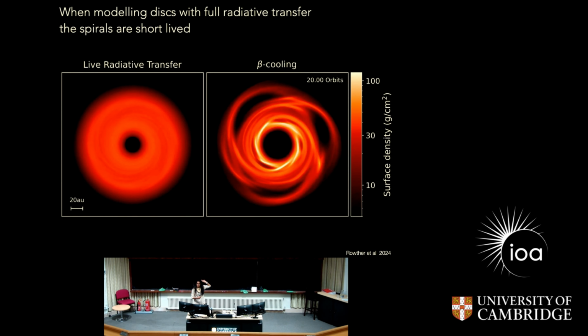So what's happening on the left-hand side is that it's really the surface density evolution of the disk that's driving what's going on. There's a lot of angular momentum transport happening in the spiral arms, and that ends up reducing the density in the outer disk and stabilizing that disk. So again, when we move towards modeling these disks more realistically, we're losing those spiral structures.